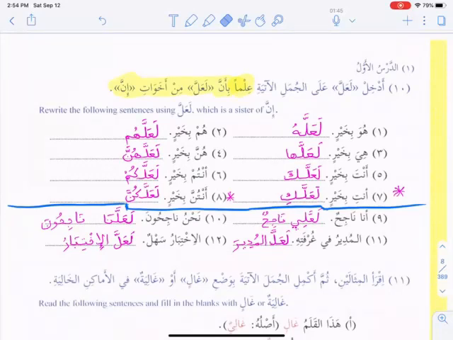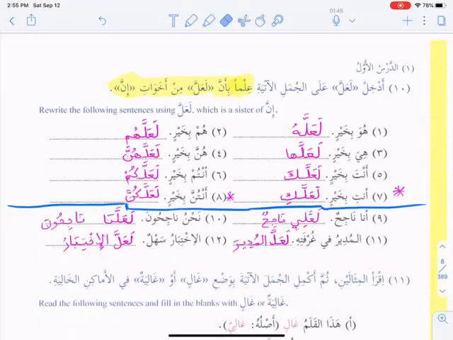Lallahu, lallahuma, lallahum, lallaha, lallahuma, lallahunna, lallaka, lallakuma, lallakum, lallaki, lallakuma, lalakunna, and then lali, lalana, lalana. Did you get the idea, my brother and sister?